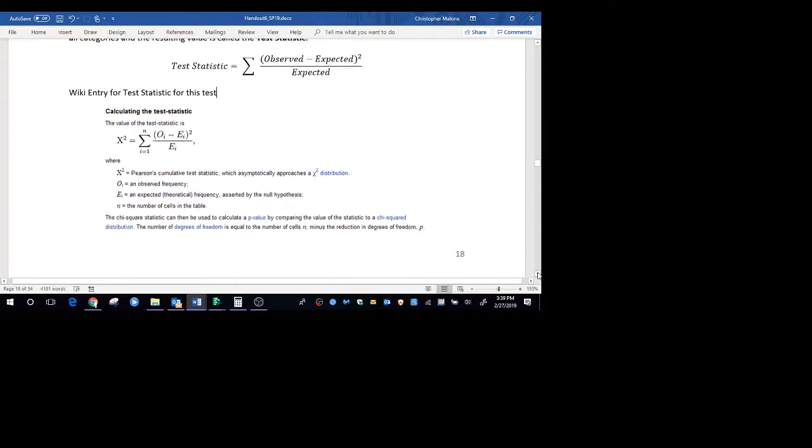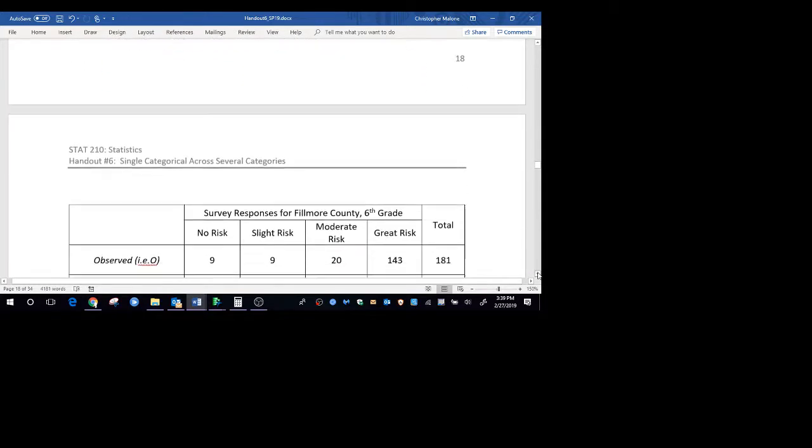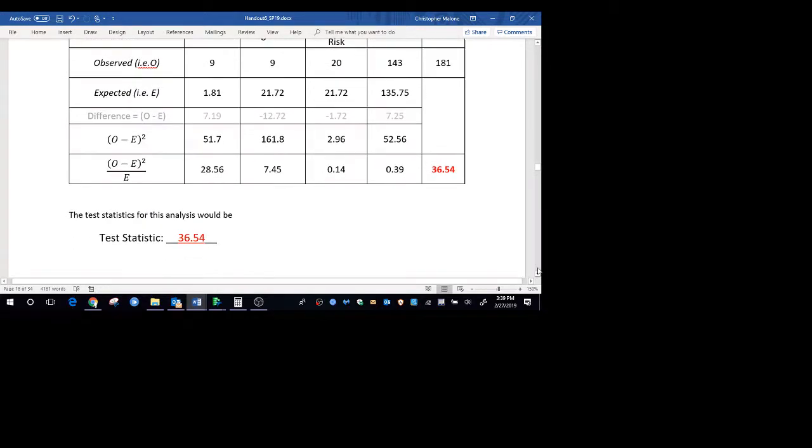So let's go ahead and do that for this data. Here I'm taking the observed minus the expected. I get a value of 7.19. I'm going to square that, so I get 51.7. Now how we're getting this 28 value is I'm taking that 51.7 and dividing it by the expected. And when I do that math, I get that 28.56.